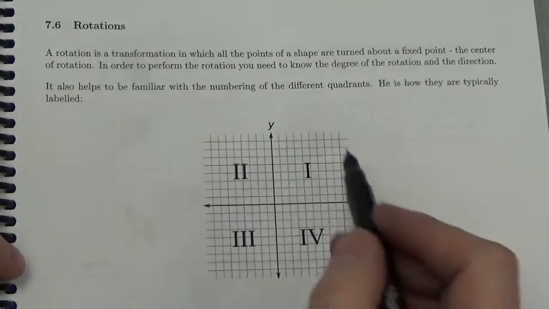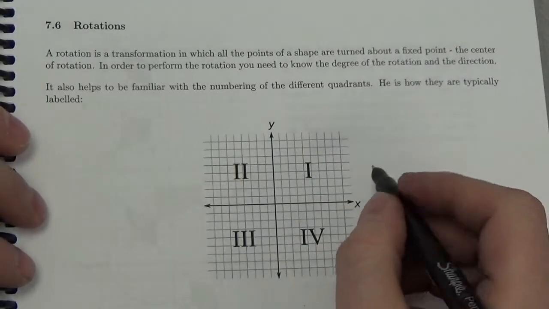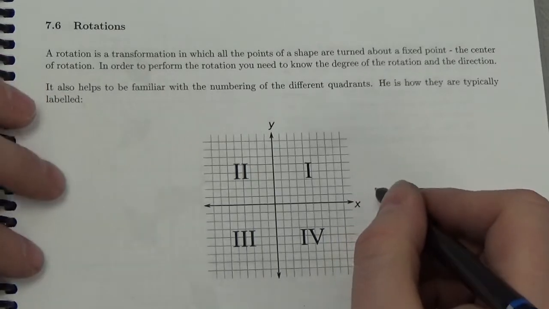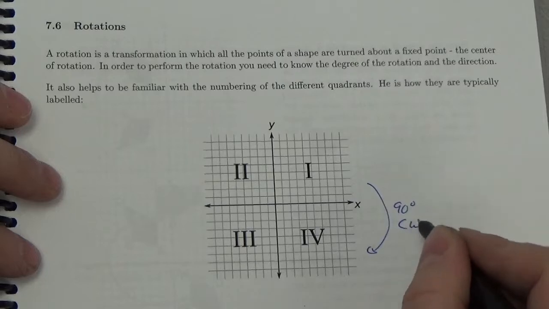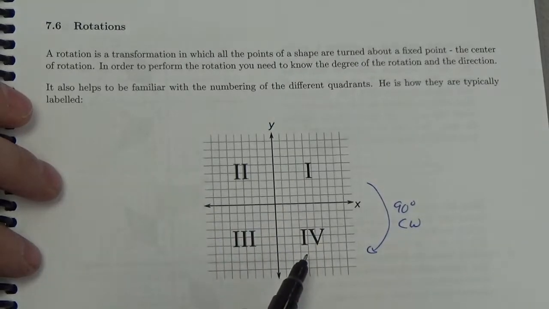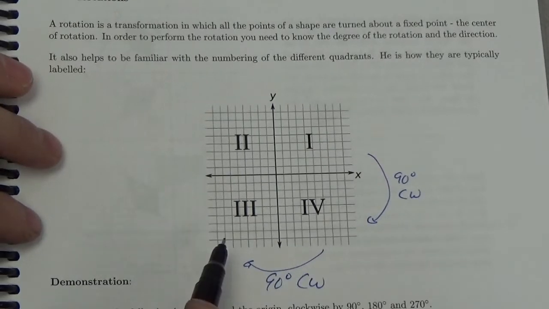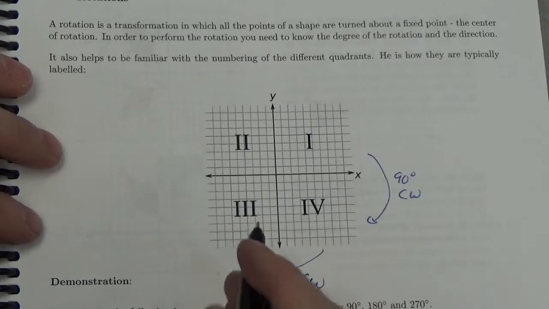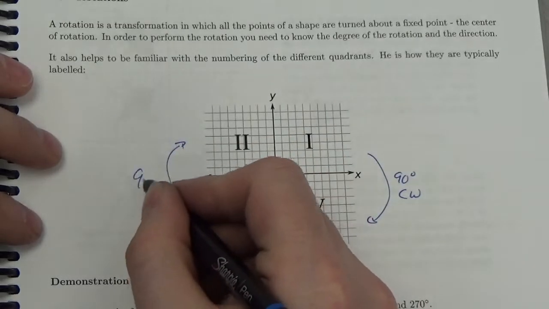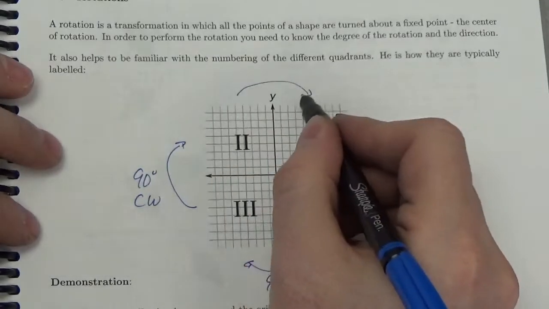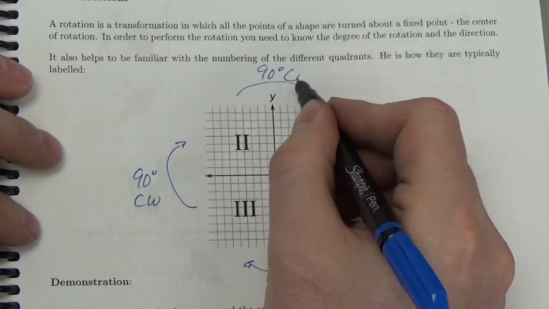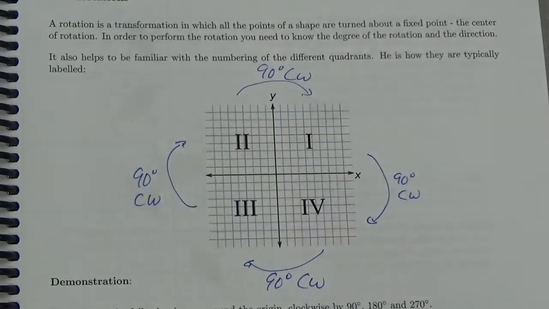So let's talk about quadrant 1. If you rotate something 90 degrees clockwise, that's going to put it down here in quadrant 4. 90 degrees clockwise is now going to put it from quadrant 4 into quadrant 3. 90 degrees clockwise is going to go from quadrant 3 to quadrant 2. 90 degrees clockwise is going to go from quadrant 2 to quadrant 1.